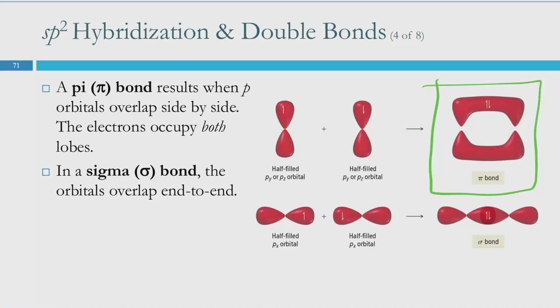And then we also have sigma bonds. That's our lowercase sigma sign. The capital sigma sign is, I think, the one that looks like an E. That's also sigma, but we're looking at lowercase sigma. So our sigma bonds are end-to-end overlap. That's our handshake overlap.